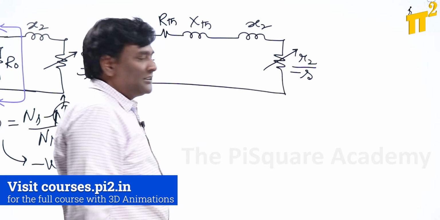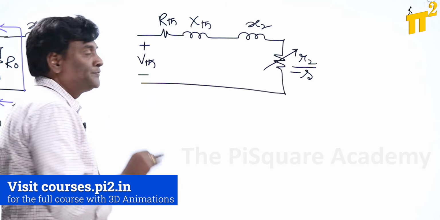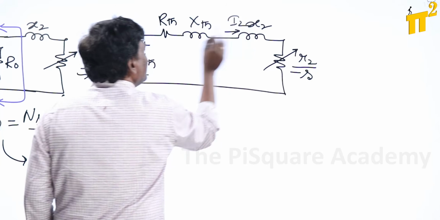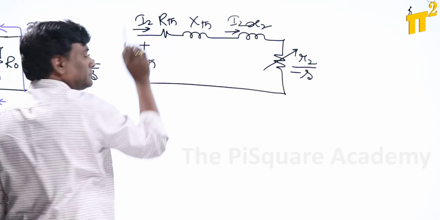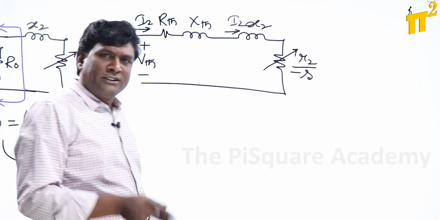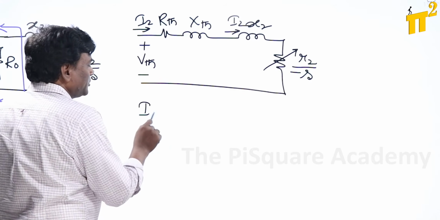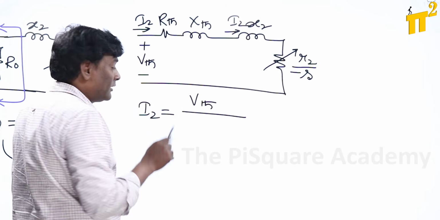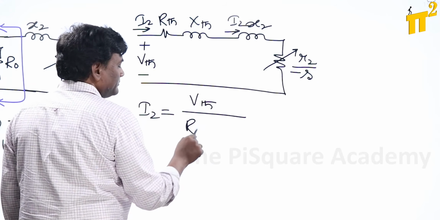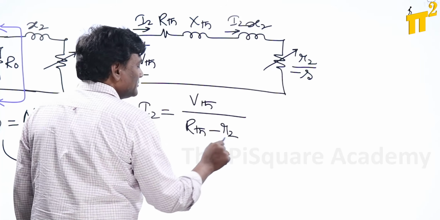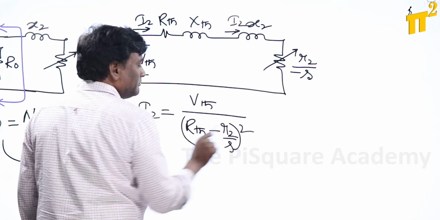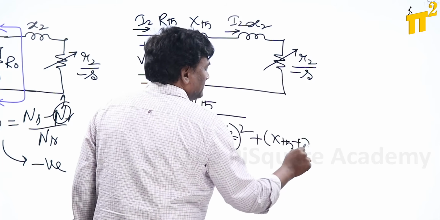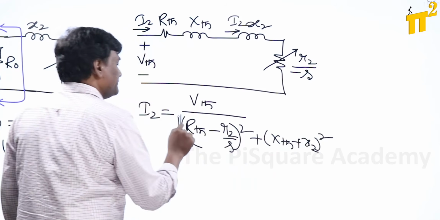Now in this way, if they ask you I2, because the rotor circuit is important, the rotor circuit current is I2, meaning that here also the current will be I2 only. Everything is going to be the same. Now if I try to calculate I2, it is going to be VTH divided by the square root of (RTH minus R2 by S) square plus (XTH plus X2) square. See here, this is where they made the mistake: the minus has to be added.